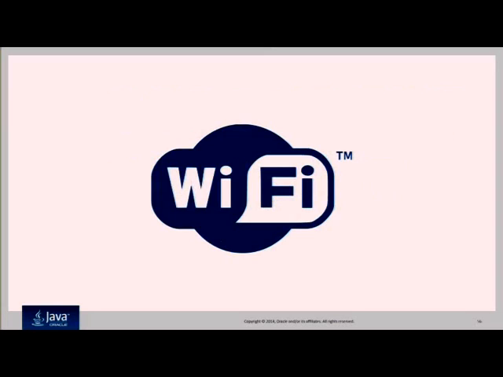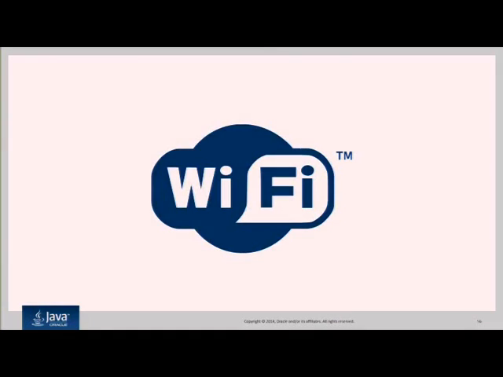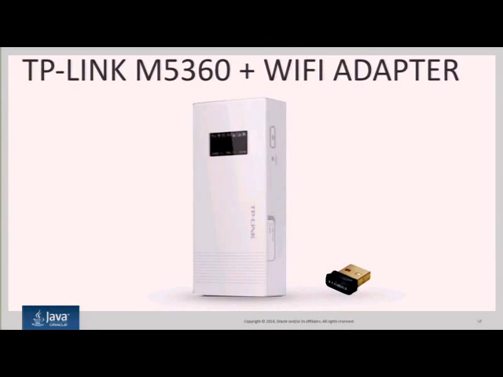Well, then I started with Wi-Fi first, and I found a very interesting device, which is this one, a TP-Link M5360, and this is a power bank with a 3G hotspot in one. That means you can power the Pi from that thing, and it also has an internet connection, and it has LTE, so it's really fast.